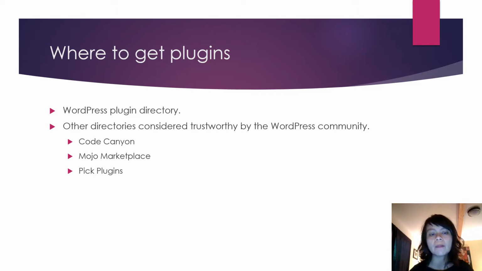There are also other directories that are considered to be trustworthy by the WordPress community, such as Code Canyon, Mojo Marketplace, and Pick Plugins. So those are other directories that you can get plugins from, and they have the stamp of approval. You can go to these three places to get other plugins that might be closer to what you need. Don't just go to any other directory out there that you've never heard of or no one's ever heard of, because it can be really risky in terms of security.